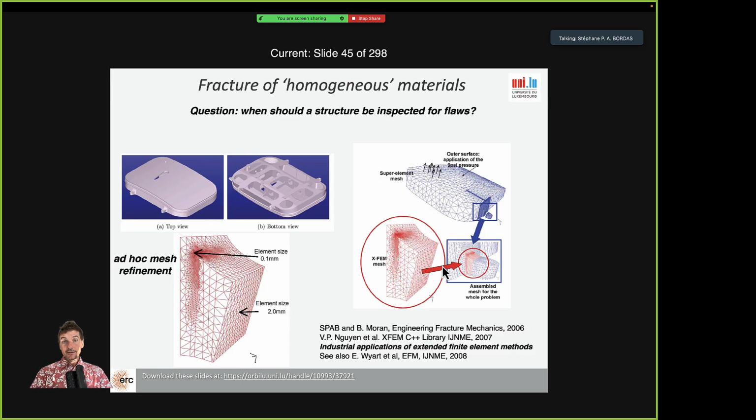Now, how do we handle fracture of homogeneous materials? So essentially, the question is, if you have a structure, you would like to know when it should be inspected for flaws. Why? Because most aerospace structures are allowed to be defective. They are allowed to have flaws and fractures that propagate, as long as we know how fast the fractures propagate. If this is the case, we can leave the fractures in the components. It's okay. It's called damage tolerant design.